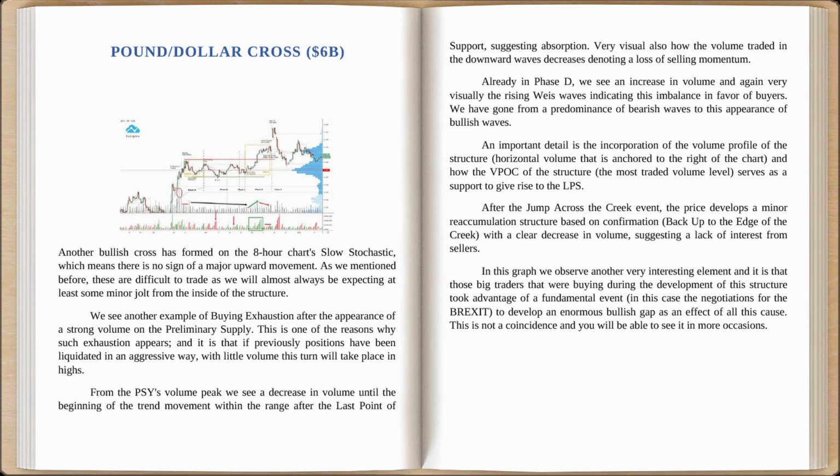After the jump across the creek event, the price develops a minor reaccumulation structure based on confirmation back up to the edge of the creek, with a clear decrease in volume, suggesting a lack of interest from sellers. In this graph, we observe another very interesting element, and it is that those big traders that were buying during the development of this structure took advantage of a fundamental event, in this case the negotiations for the Brexit, to develop an enormous bullish gap as an effect of all this cause. This is not a coincidence, and you will be able to see it on more occasions.